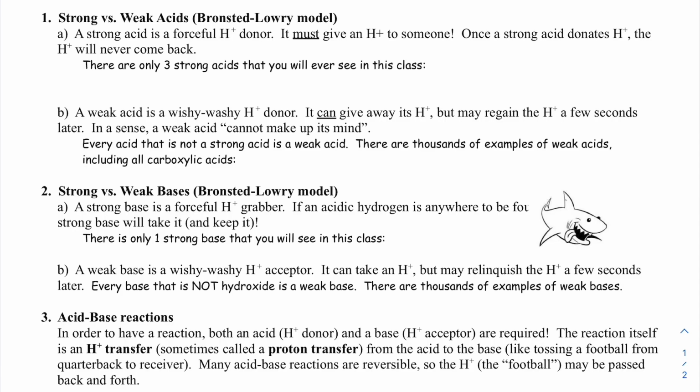In this lesson, we are going to be talking about strong versus weak acids and bases and what happens when you react an acid and a base together. So first, let's talk about strong acids.